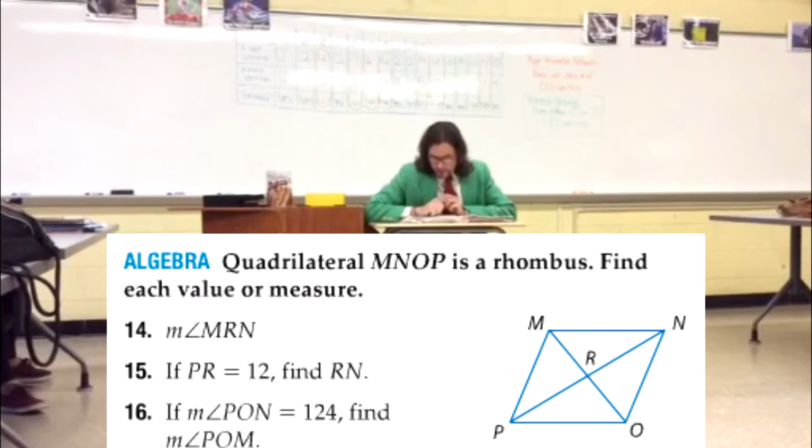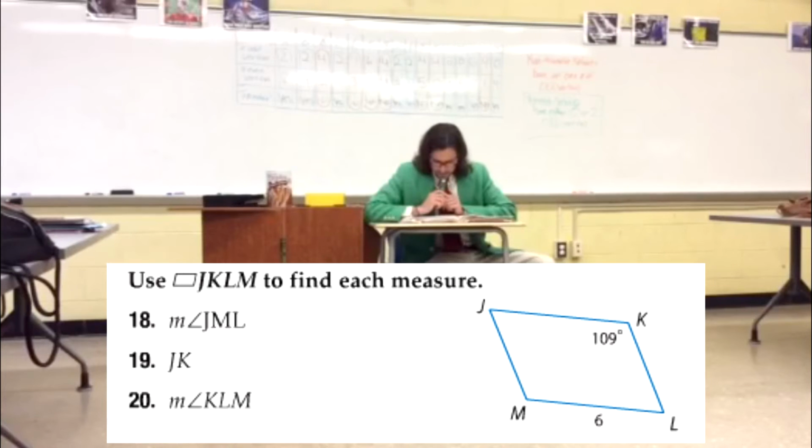So MRN, where the diagonals intersect, is 90. That angle measure for 15, RN, is also 90. And number 16, POM is 62. I don't think I gave you 17, right? That's a silly problem.